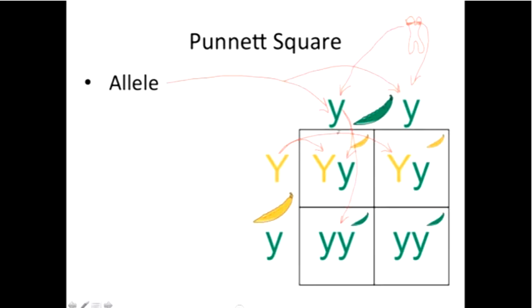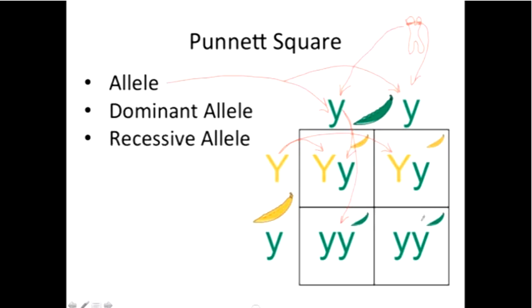So if you were to breed these two pea plants for pod color, there's a 50% chance that the offspring would have a yellow pod because there's 2 out of 4 squares, and there's a 50% chance of green color.